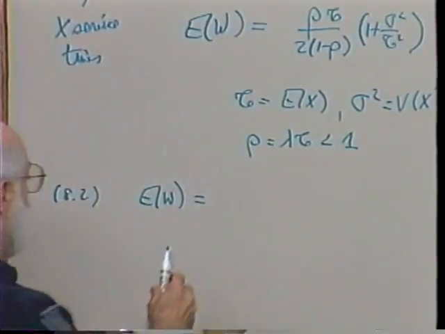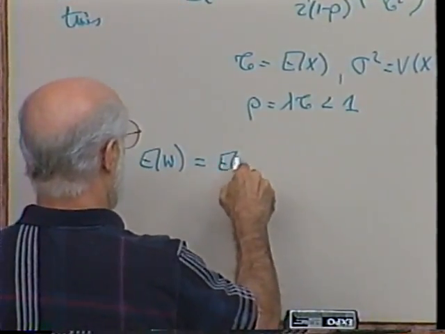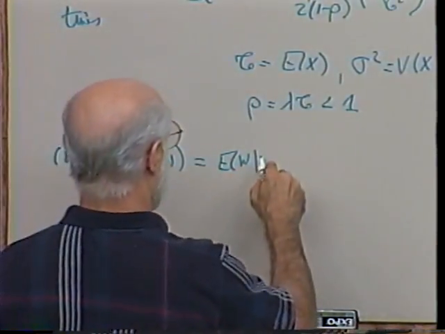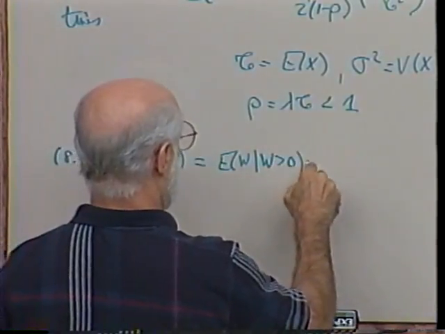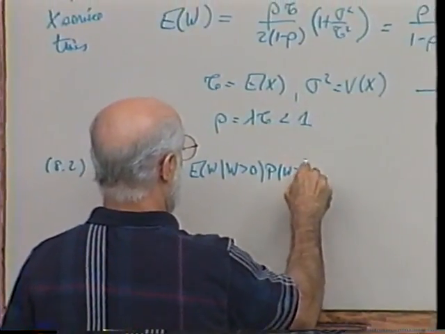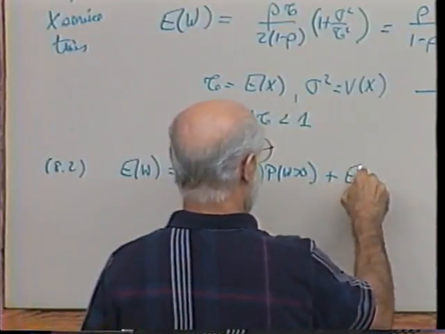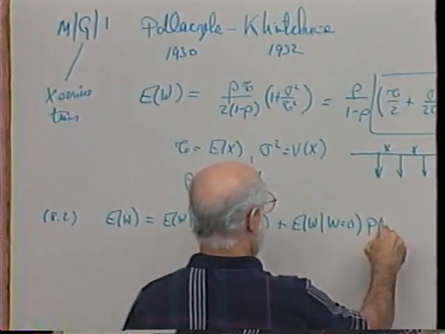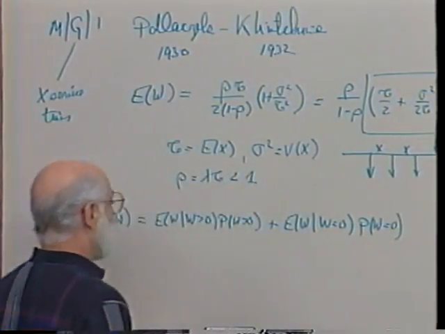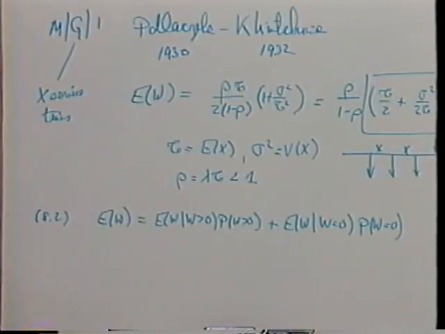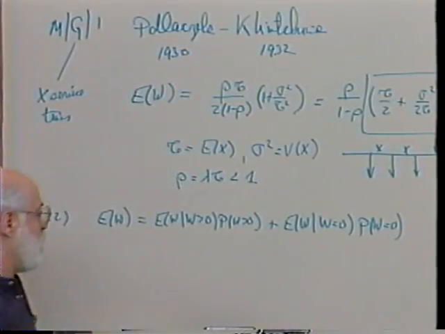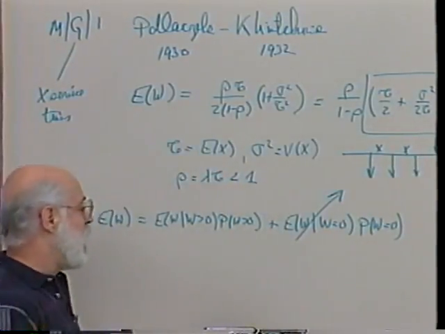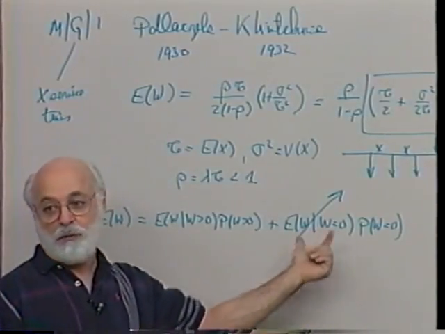So you could always say, using the definition of conditional expectation, that the expected value of the waiting time is equal to the expected value of the waiting time given that the waiting time is greater than 0 times the probability that the waiting time is greater than 0, plus the expected value of the waiting time given that the waiting time equals 0 times the probability that the waiting time equals 0. We don't have to worry about negative values because you can't have a negative waiting time. However, we don't have to worry about the second term either, because obviously the expected value of the waiting time given the condition that the waiting time is 0 must be 0.